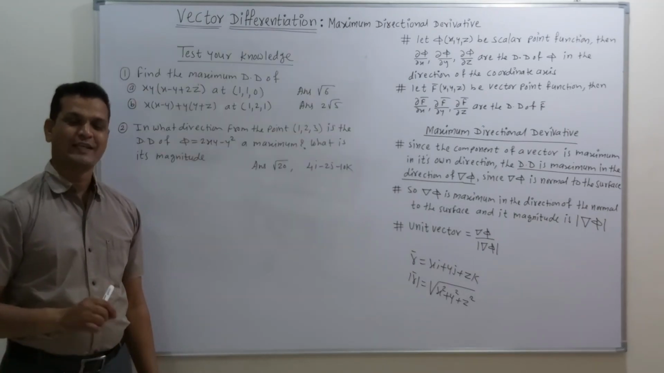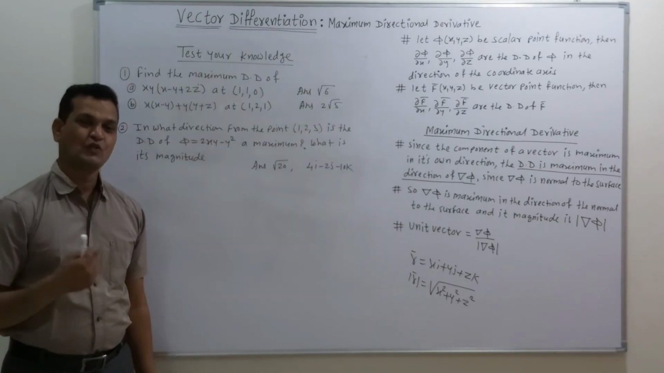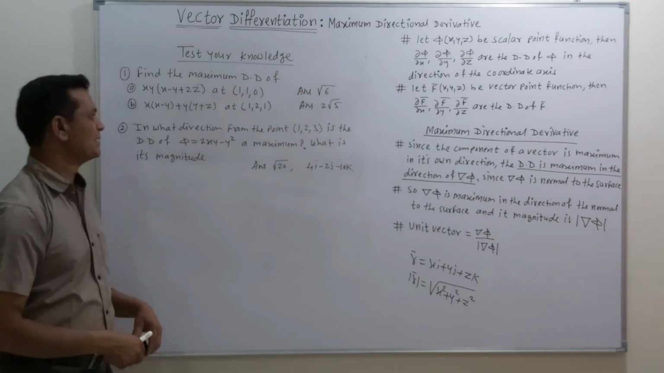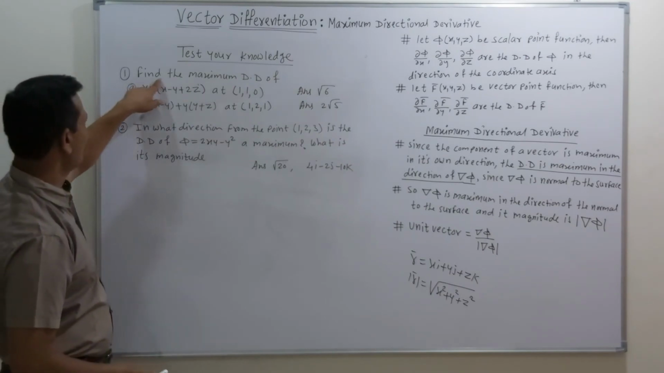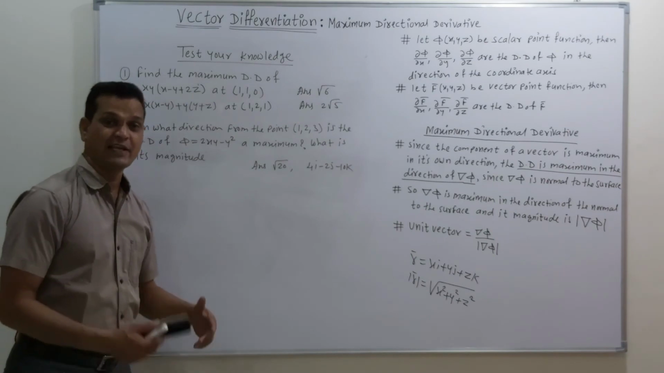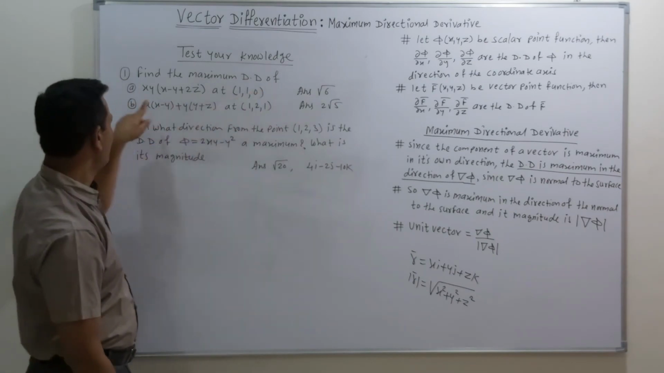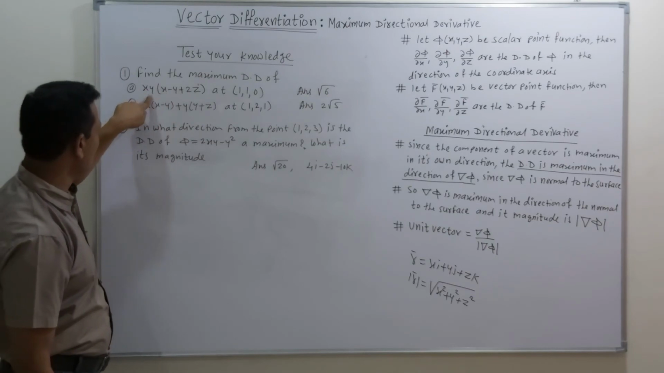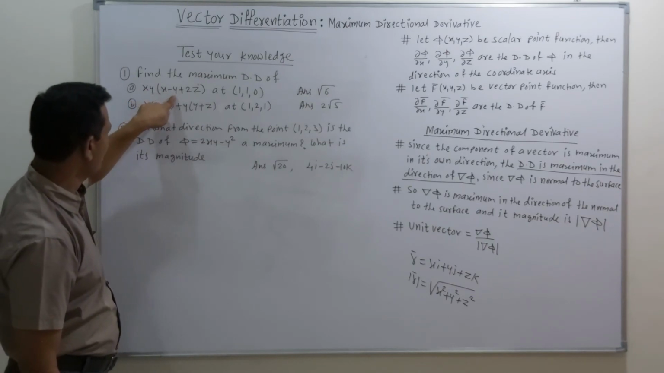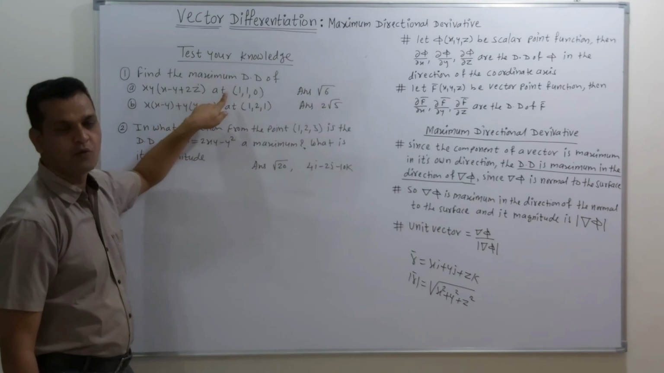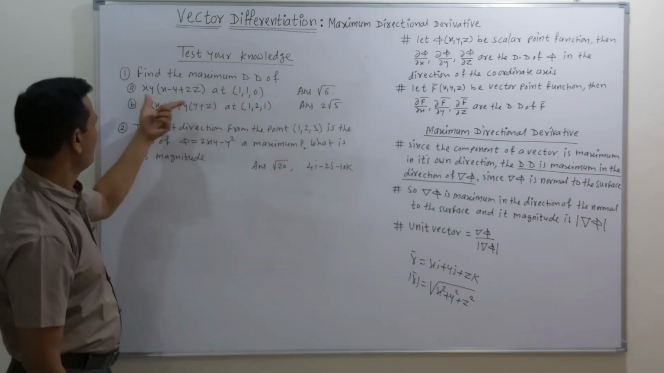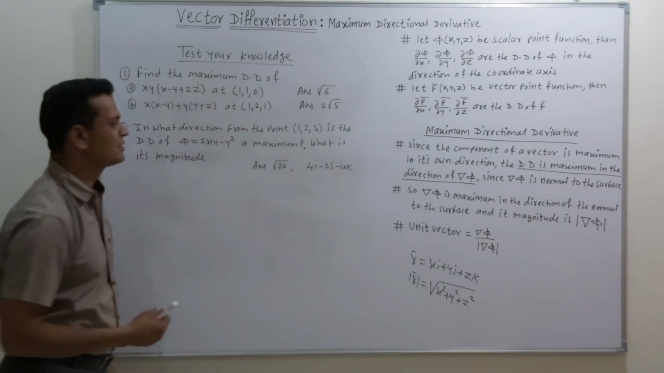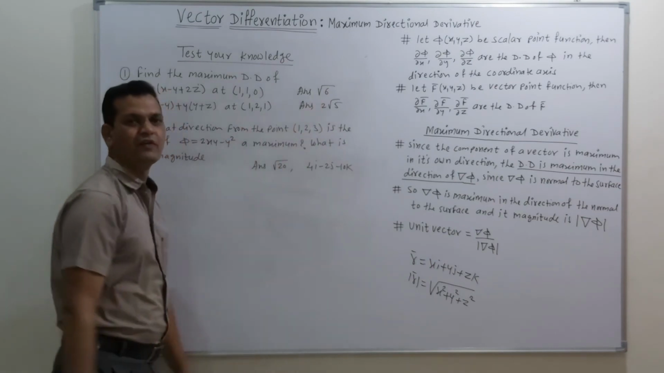Now friends, time to test your knowledge. That means solve some examples for your practice. The first example is to find the maximum directional derivative of phi equal to ay in bracket xy in bracket x minus y plus 2z at the point 1, 1 and 0. If we find the maximum directional derivative of this term, the answer is root of 6.